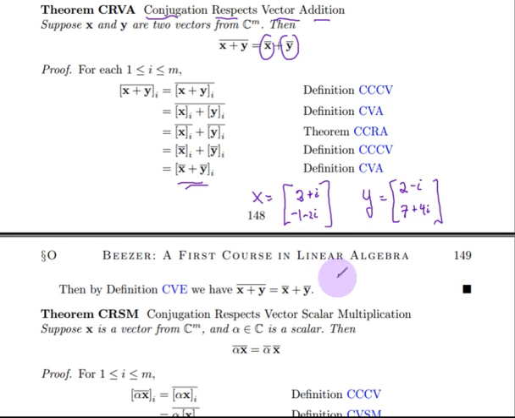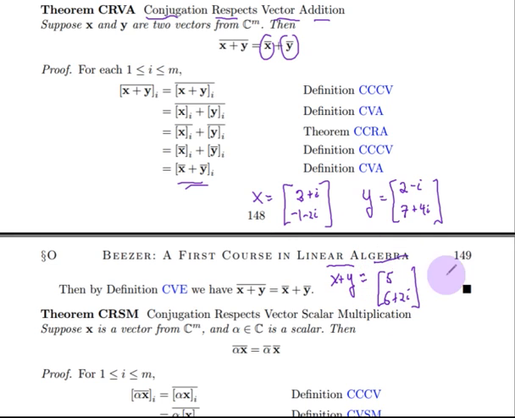Now if I take x plus y first, and then take the conjugate of that. Well, let's take x plus y. 3 plus i plus 2 minus i. Well, the real part is 3 plus 2, which is 5. The imaginary part is i minus i, or 0. So I'll just write that as 5. For the second component, I have minus 1 plus 7, which is 6. Minus 2i plus 4i is plus 2i. So this is x plus y.